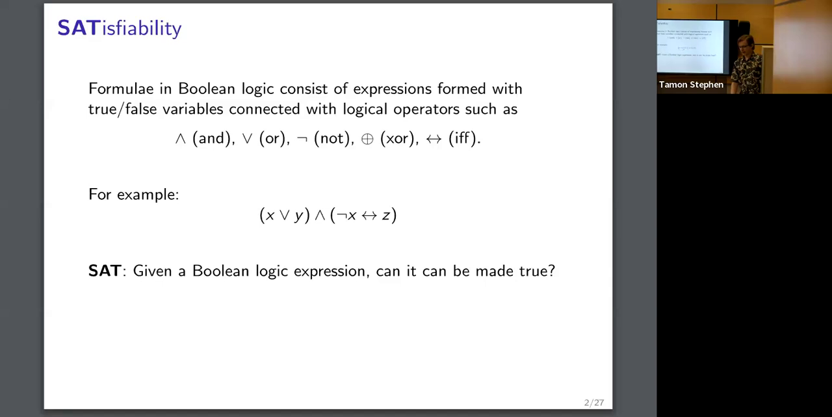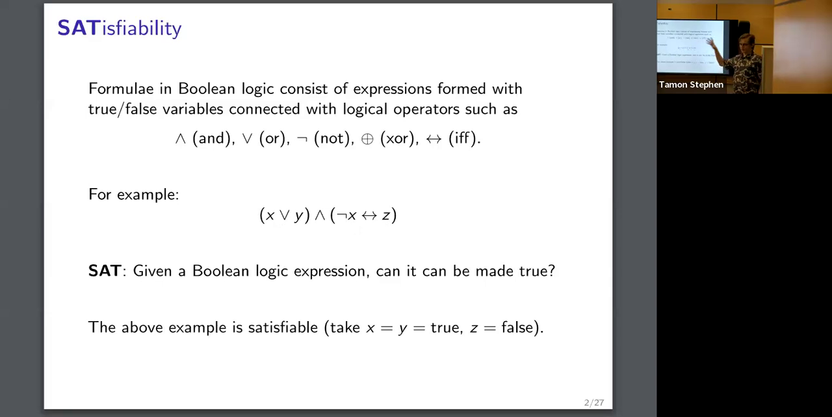Yeah, so you can take Y to be true. You might as well just take X to be true. Therefore, not X to be false, and so then you take Z to be false. Right, so this is a simple one that is satisfiable. So if you can find a satisfying assignment, the formula is said to be satisfiable. If you cannot find a satisfying assignment, none exist, it's unsatisfiable. Okay, so this is SAT.